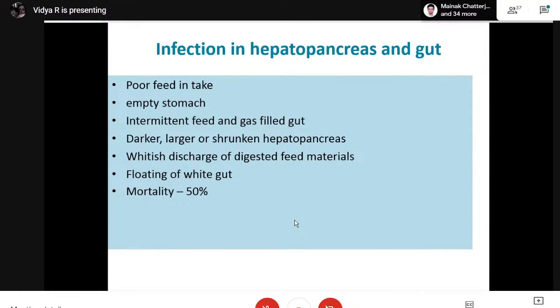Whatever bacteria affect the hepatopancreas and gut will release the digestive material in white color, or the gut will appear white. So whatever infections happen to these two organs may have a symptom of white feces or white fecal matter.